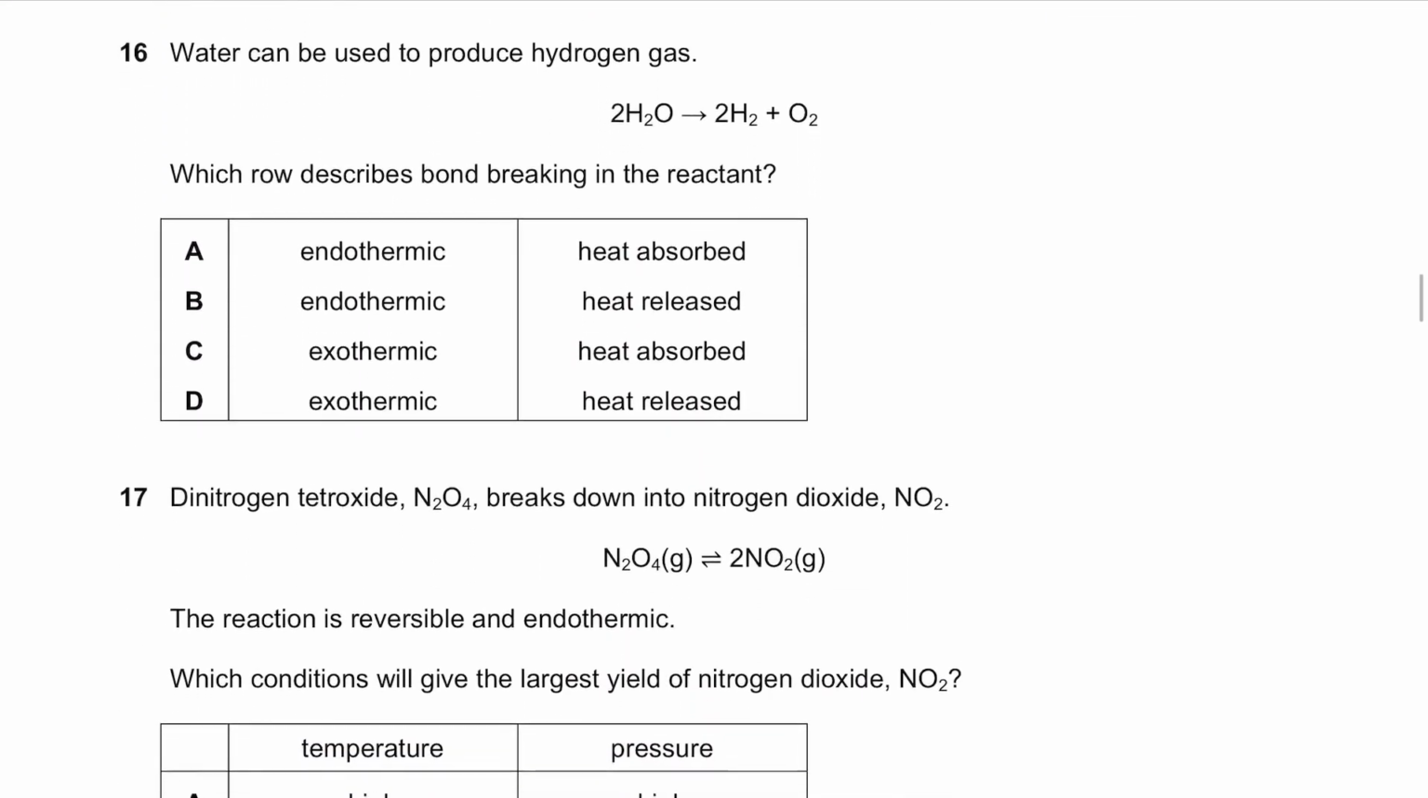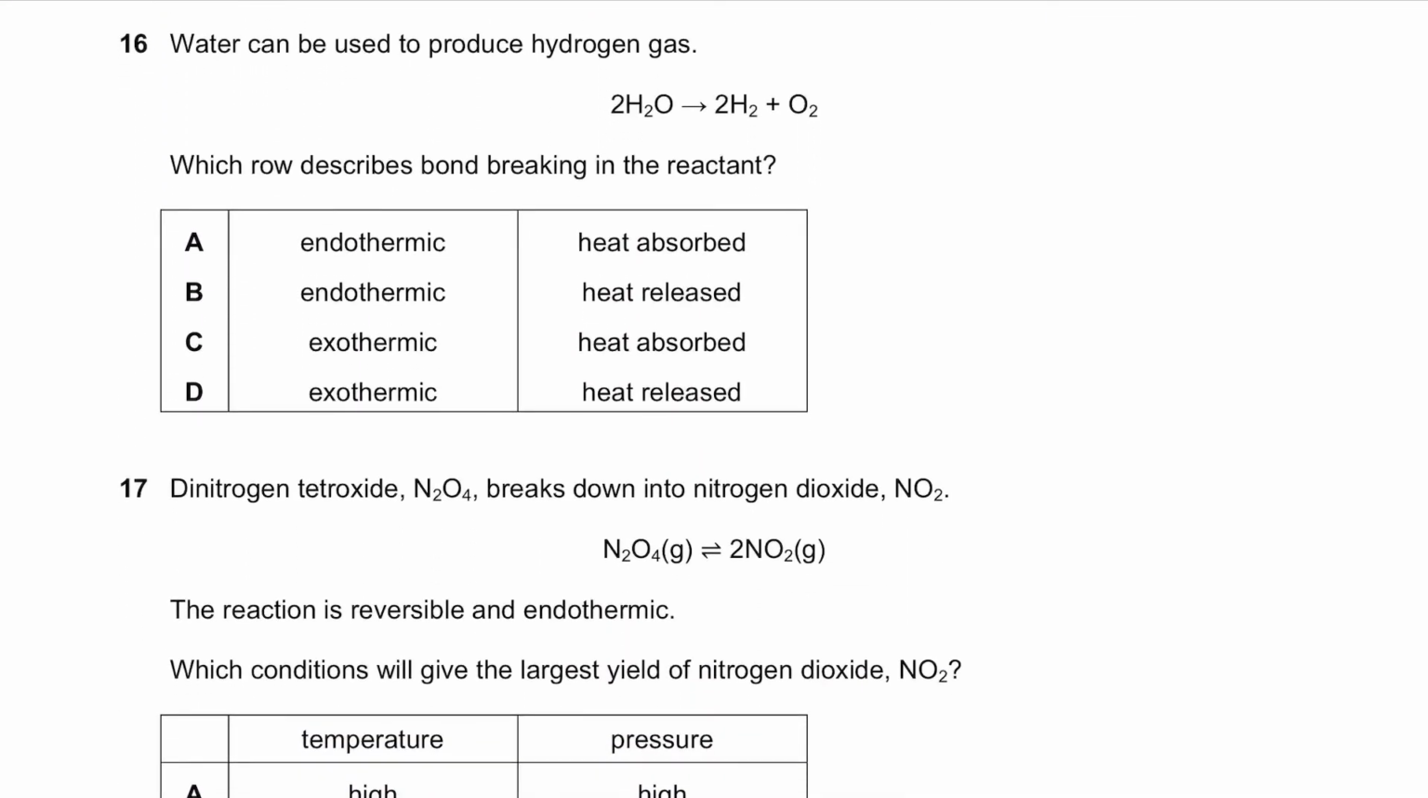Question 16. Water can be used to produce hydrogen gas. Which row describes bond breaking in the reactants? Always remember, bond breaking is an endothermic reaction. You need energy to break the bond, so you need to absorb the energy or some form of energy to make it happen. So the answer is A, endothermic and heat absorbed.